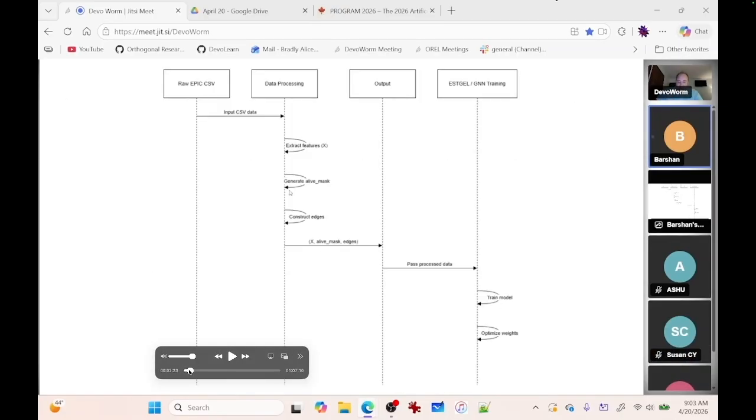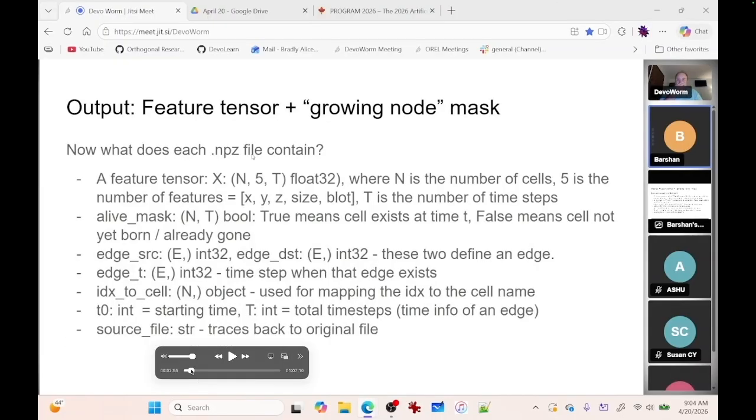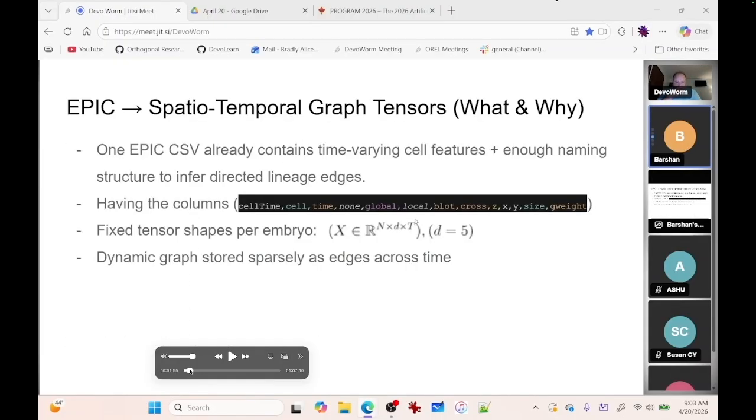And so this is the pipeline here where you have the raw data in a CSV file. You have this data processing step which extracts features, generates a mask, constructs edges, and then you have the data plus the mask and the edges, and that's your output. And then you pass the processed data to this SGL graph neural network training step. That's where you train the model and then optimize the weights. So he was showing some examples of this.